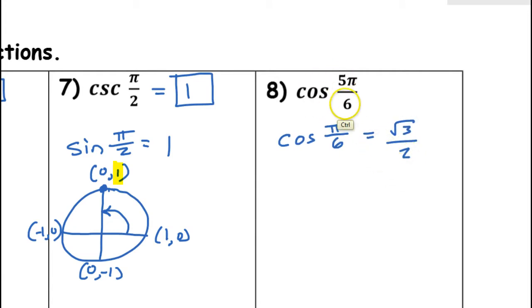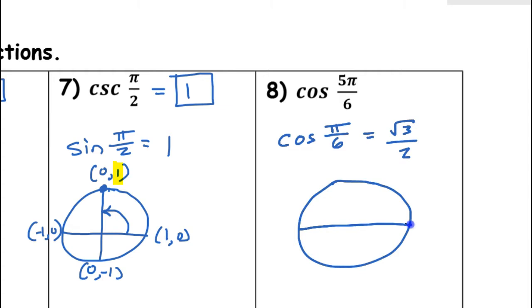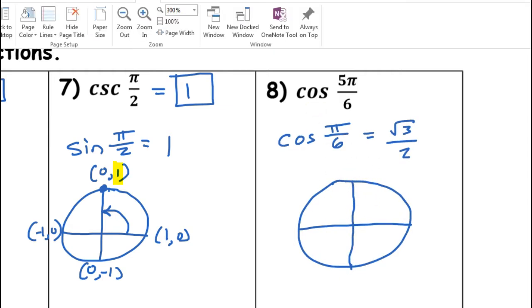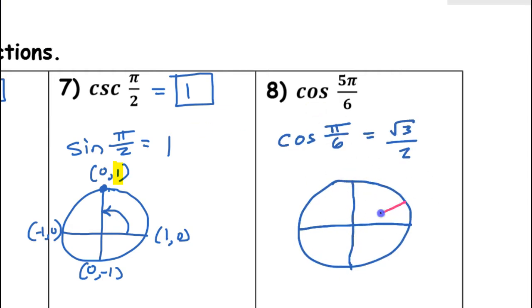That means the cosine of 5 pi over 6 is either radical 3 over 2 or negative radical 3 over 2. All we have to do is look at what quadrant it's in. Now, by now, I'm hoping that you do not need to draw a picture like this. I'm hoping you can just visualize it in your mind. But I'm going to draw it for instructional purposes.